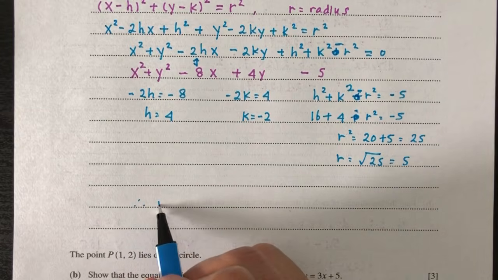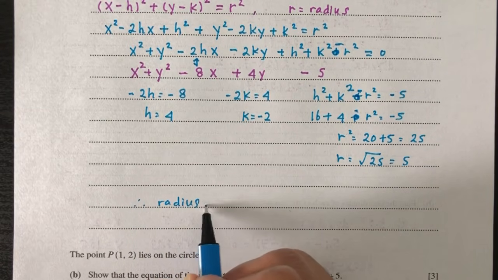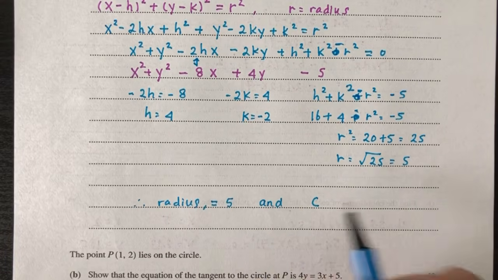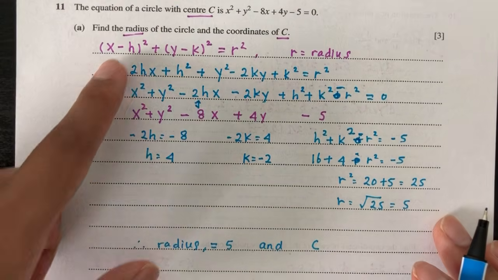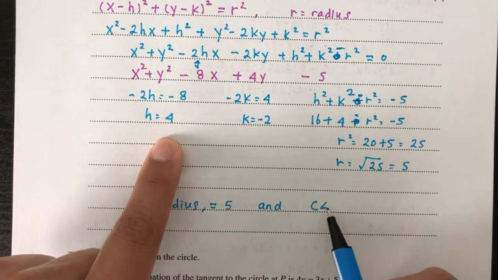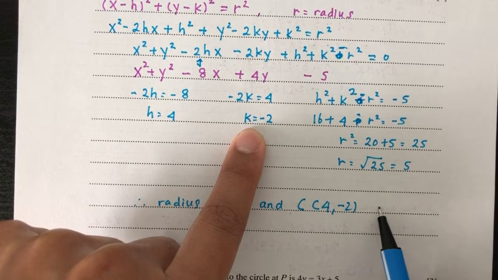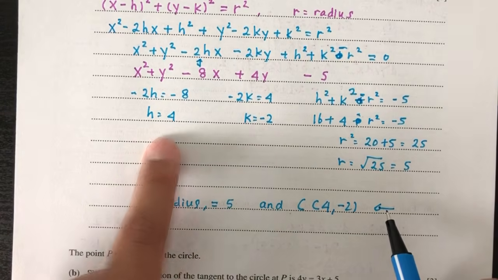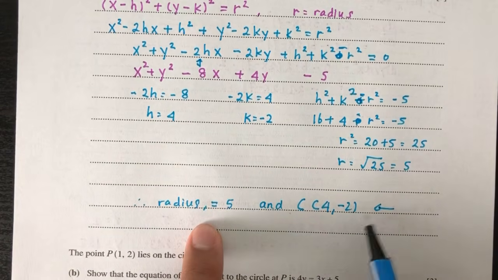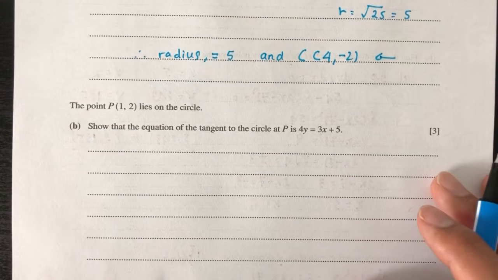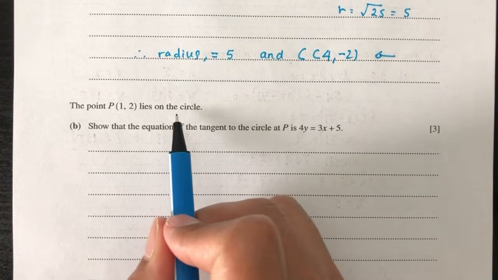So here the radius is equal to 5, and this point C, so h will be the first point, which is 4, and this will be minus 2. That's your point C for the center of the circle. h and k: 4, minus 2, and the radius is 5. That is part 1. Now part 2, it says the point P lies on the circle.